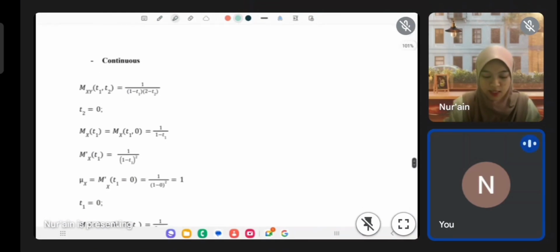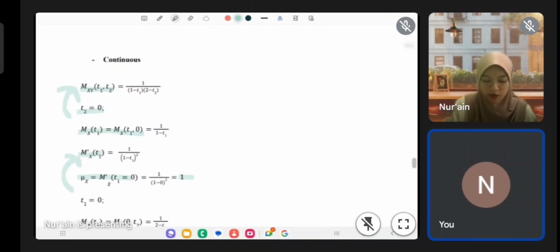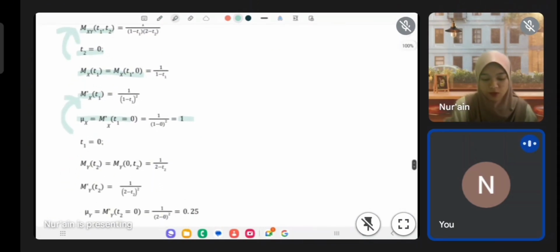We use the moment generating function for the continuous distribution from just now, and we substitute t2 equal to 0 into this equation. We get the new equation. After that, we differentiate with respect to t1. To find the mean value of X, we substitute t1 equal to 0 into this equation and we obtain the mean value of X equal to 1. After that, we substitute t1 equal to 0 and we obtain this equation.